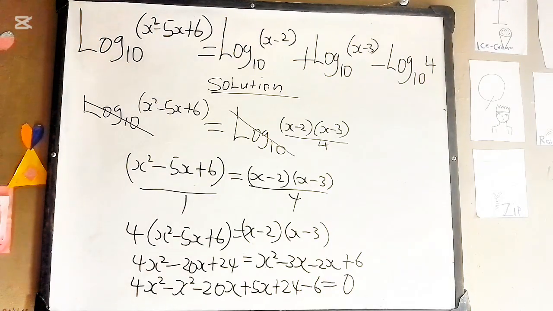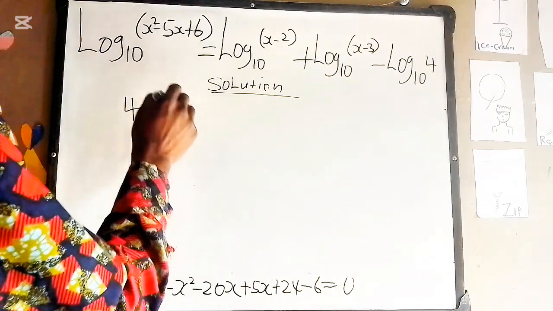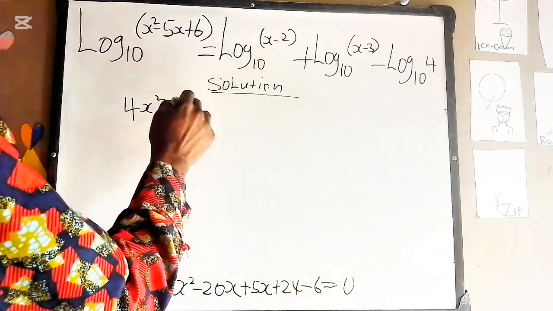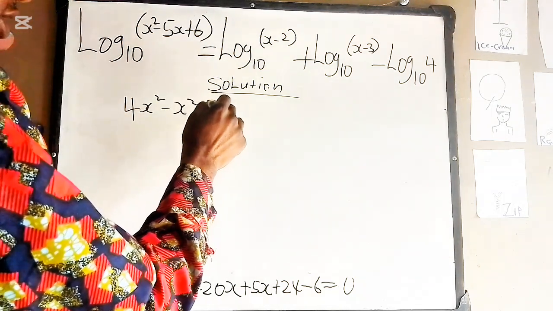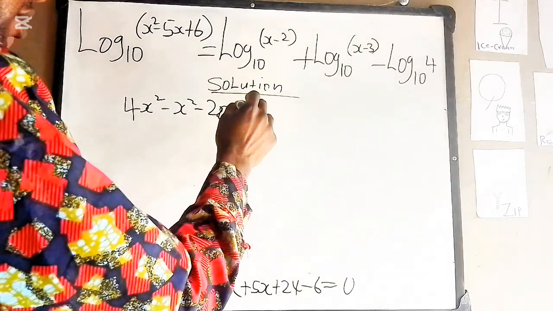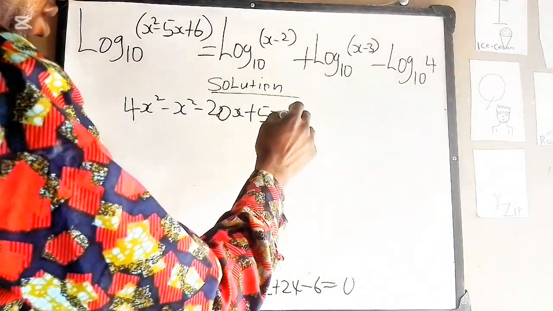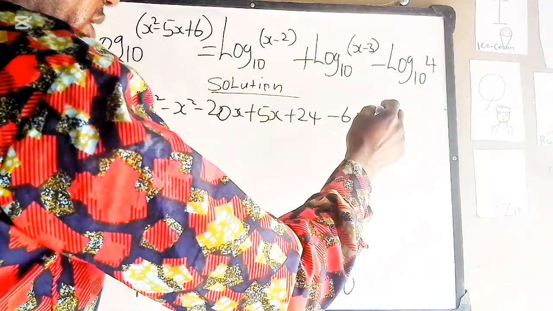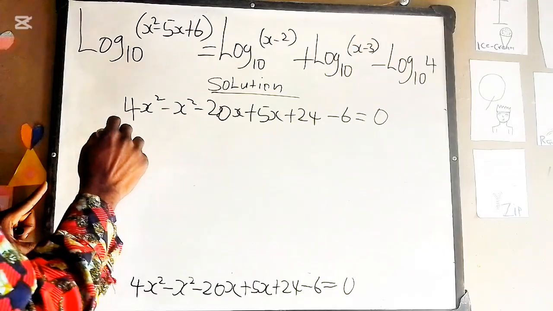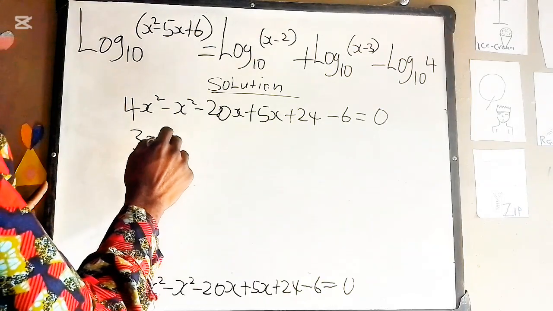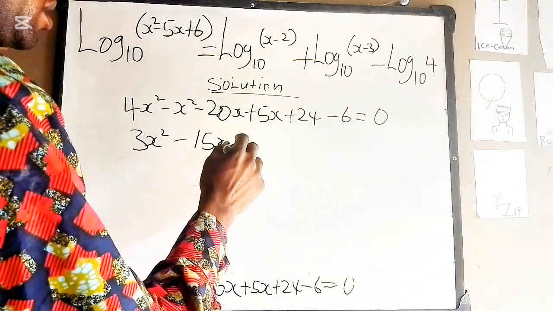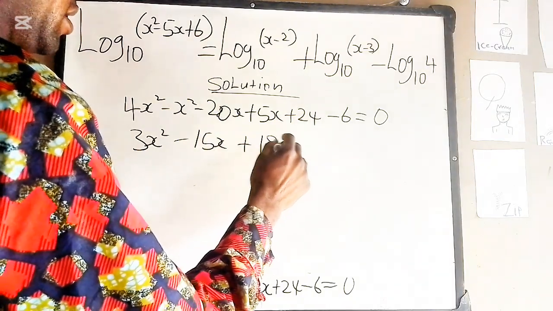At this point, excuse me to create space so that we can continue. 4x squared minus x squared minus 20x plus 5x plus 24 minus 6 equals to 0. So we're going to have 3x squared minus 15x plus 18 equals to 0.